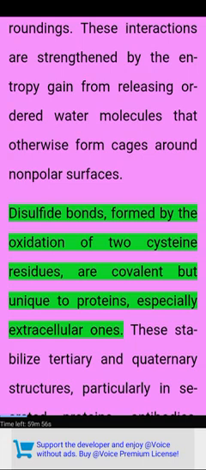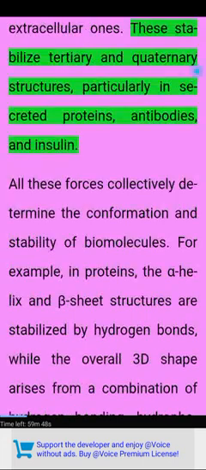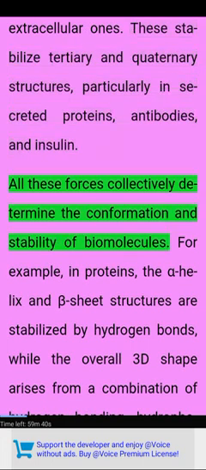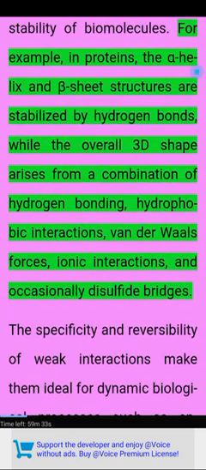Disulfide bonds, formed by the oxidation of two cysteine residues, are covalent but unique to proteins, especially extracellular ones. These stabilize tertiary and quaternary structures, particularly in secreted proteins, antibodies, and insulin. All these forces collectively determine the conformation and stability of biomolecules. For example, in proteins, the alpha helix and beta sheet structures are stabilized by hydrogen bonds, while the overall 3D shape arises from a combination of hydrogen bonding, hydrophobic interactions, van der Waals forces, ionic interactions, and occasionally disulfide bridges.